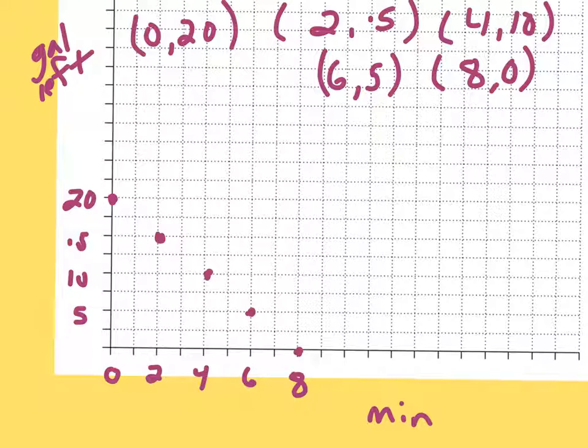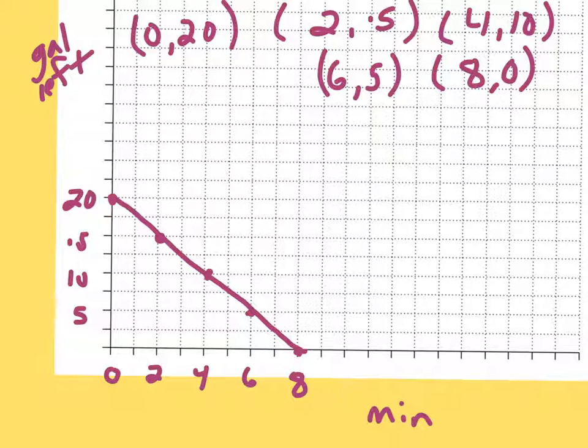And now we need to decide, is this continuous or is this discrete? Can we only have 8 minutes, 6 minutes, 4 minutes, 2 minutes, and 0 minutes? Is that the only thing that makes sense? Is it possible to have anything in between? Well, of course it is. You could have 1 minute, you could have 3, you could have 5, you could have 7, you could have 2 minutes and 30 seconds. So this is a continuous graph, which means that we need to connect our graph with a line.